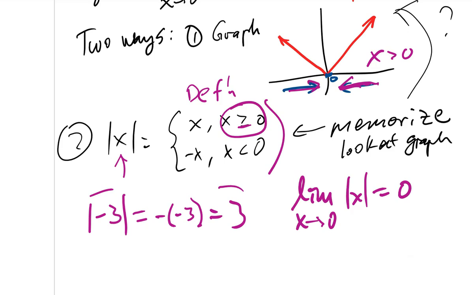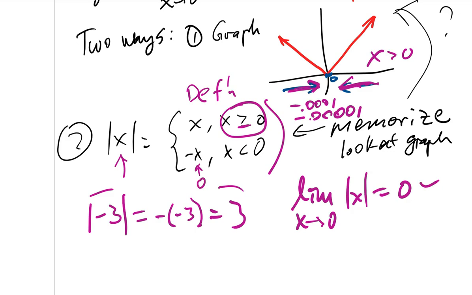What about if you're coming in from the left? Well, as you're coming in from the left, if you plug in values closer and closer to 0 from the left, like -0.0001, -0.00001, things like that, you're going to eventually get 0.